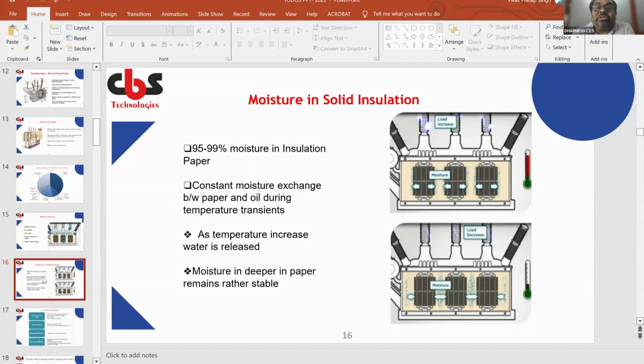Now here you can see moisture in solid insulation. 95 to 99% of the moisture is in the insulation paper, and there is constant moisture exchange between paper and oil during temperature transients. As temperature increases, water is released. Moisture deeper in the paper remains rather stable.